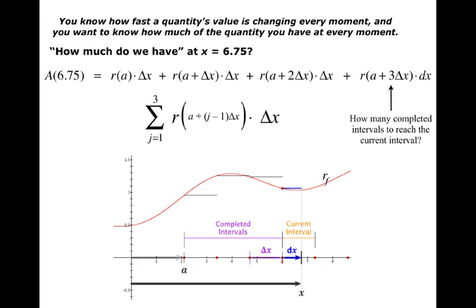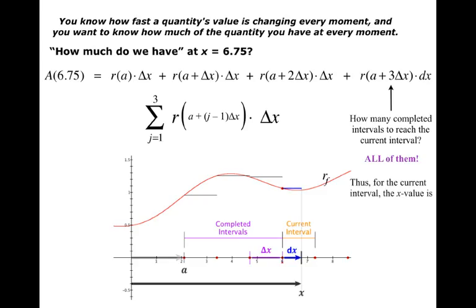But in general, how many is it? How many of the completed intervals do we go across to get to the left side of the current interval? So we have a bunch of completed intervals. How many of them am I going to go across to get to the left side of the current interval? All of them, exactly. We're going to go across all the completed intervals, and that'll get us to the left side of the current interval. Exactly. We're going to go across all of them, whatever number that is. In this case, it's 3.